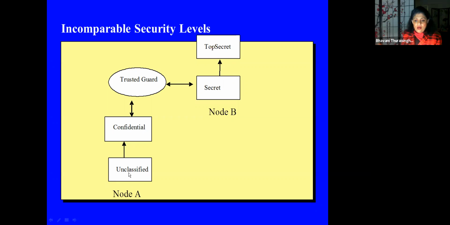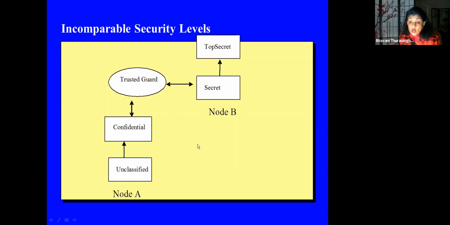You cannot go down. But confidential data talking to secret data is fine. You can go this way, but from secret data coming to confidential data, no. You cannot write down. So what happens? It has to go through a trusted guard. Trusted guard is going to check everything, and it can throw away some things and send limited information to the confidential. So that's what we mean by incomparable levels.